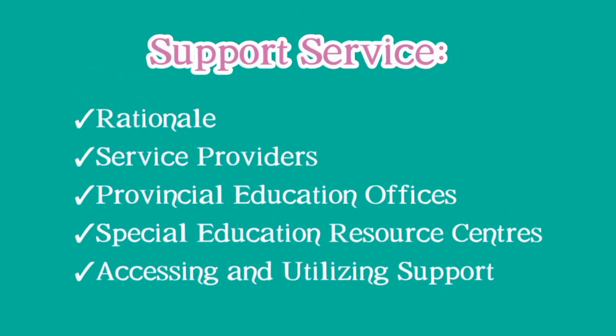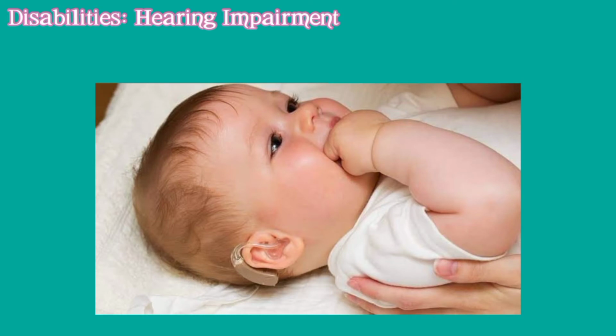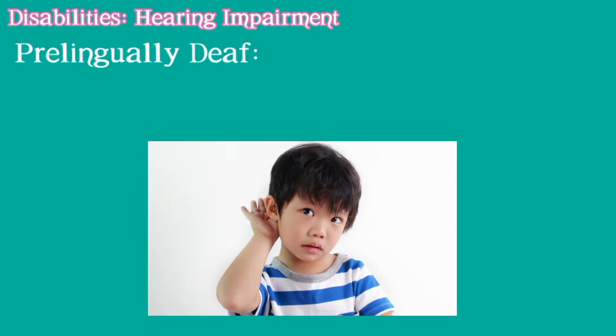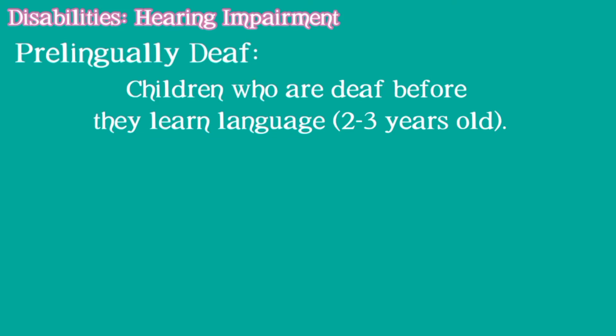last is support service. So another disability is hearing impairment, and it is a severe or profound hearing loss, or it is known as deafness. Deafness is an uncommon disability in children, but many children have a mild or moderate hearing loss. We also have pre-lingually deaf. So these are the children who are deaf before they learned language, from 2 to 3 years old.